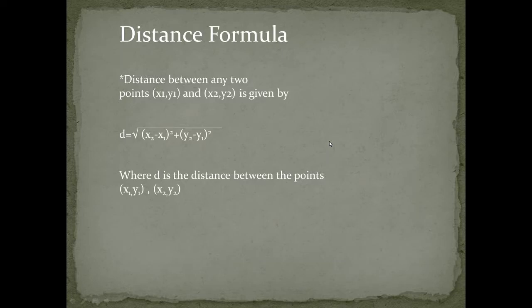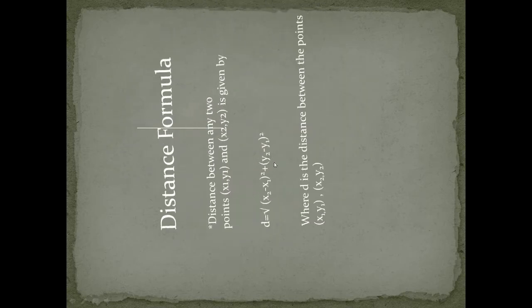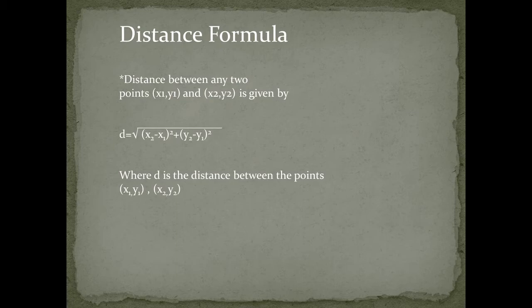And here we can see the distance formula. The distance between any two points x1 y1 and x2 y2 is given by d is equal to the square root of (x2 minus x1) whole square plus (y2 minus y1) whole square, where d is the distance between the points x1 y1 and x2 y2. You can also write this as (x1 minus x2) whole square plus (y1 minus y2) whole square, no problem at all. And based on this only we are having exercise 7.2.